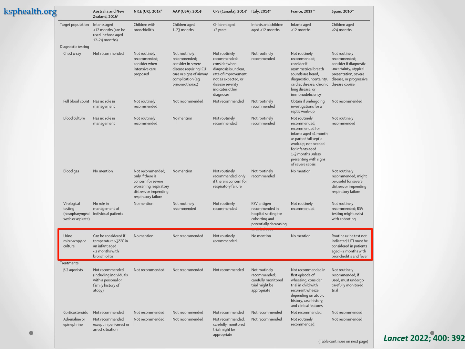Urine microscopy and urinalysis: the United States does not recommend it, nor does the UK, except Spain and the Australia and New Zealand guidelines. They consider that if the patient is less than 2 months and has a temperature more than 38, one can consider doing urinalysis and urine culture.